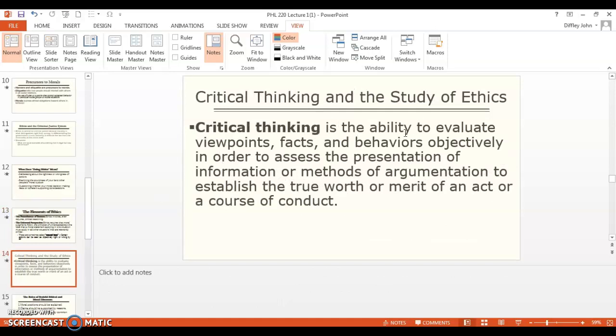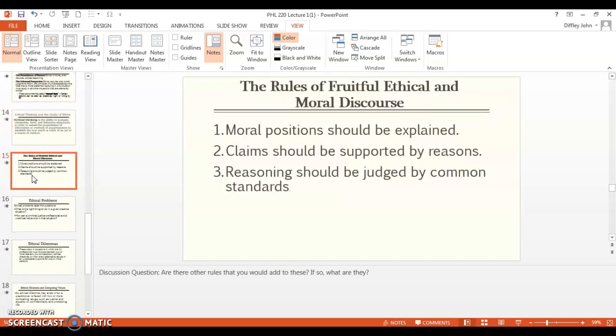Again, critical thinking, to come back to that, is how important it is. What is critical thinking? The ability to evaluate viewpoints, facts, and behaviors objectively in order to assess the presentation of information or methods of arguments to establish a true worth. So critical thinking is using your brain, thinking about things, trying to question them, take them apart, and evaluate them. I'm sure you're all familiar with this. Let's move along here. You'll see the videos about how to have a moral discussion or make ethical decisions. Again, they should be explained. You should support your claims with reasons, and we're using common standards here. These are the major ways to get to this.